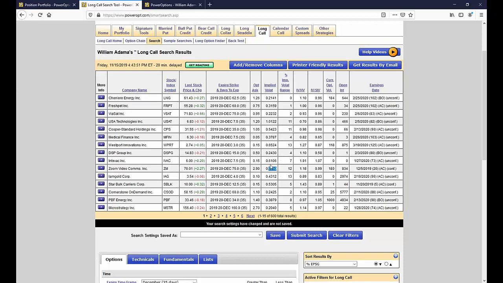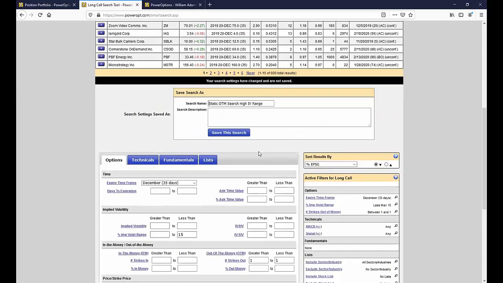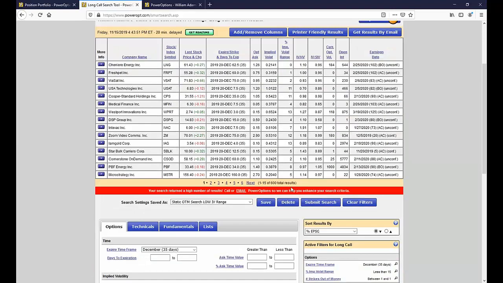They could still drop lower. You'd have to do further research and analysis. But again, I've saved that. It's my new static search. So instead of static OTM search high IV range, I'm going to change this one to static OTM search low IV range.